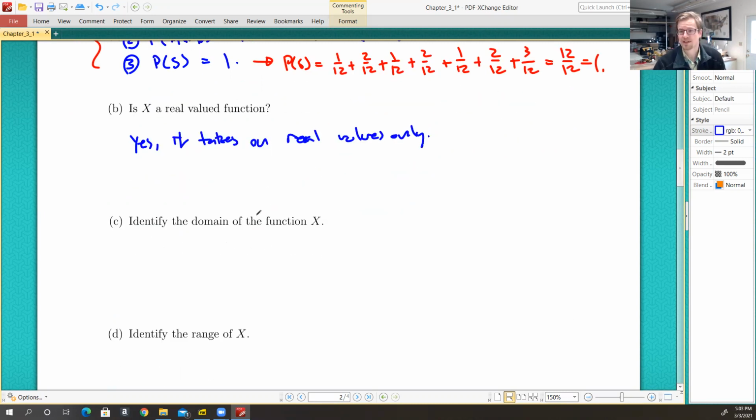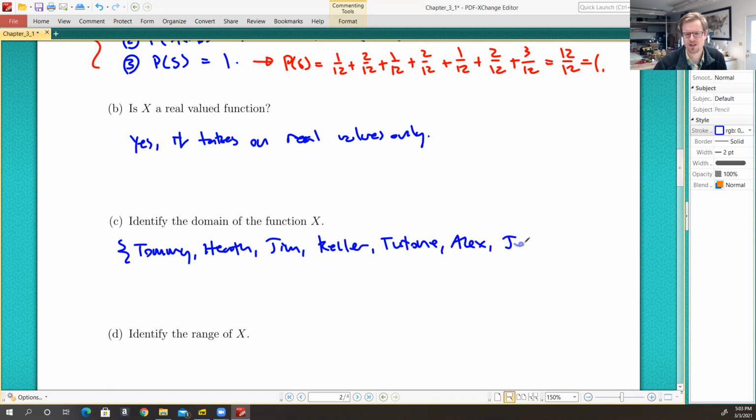So we want to identify the domain. Well, the domain is simply the sample space, right? So that's Tommy, Heath, Jim, Keller, Two-Tone, Alex, and Jenny.